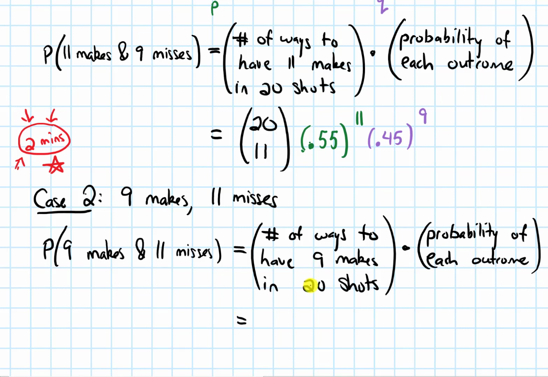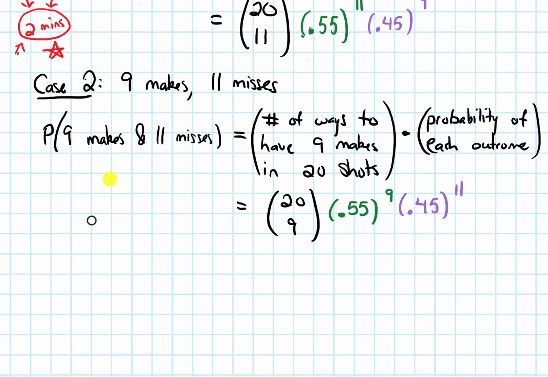Okay, so for the number of ways to have 9 makes in 20 shots, this is going to be 20 choose 9. I have to choose 9 of those 20 shots to be occupied by a make. And then I multiply this by this probability. So I need to have P, which is 0.55, raised to the number of times he has a success, has a make, which is 9. And then I multiply by Q, which is 0.45, raised to the number of misses, which is 11.